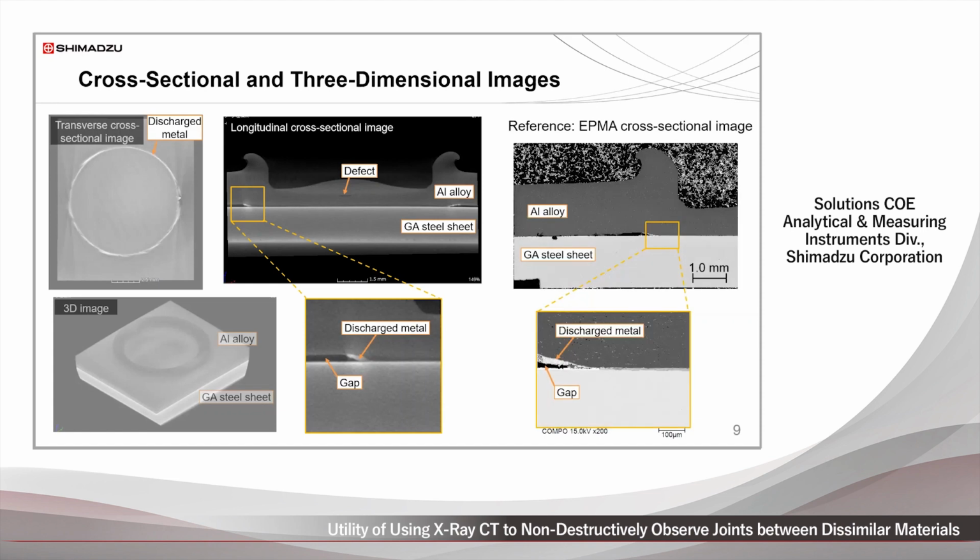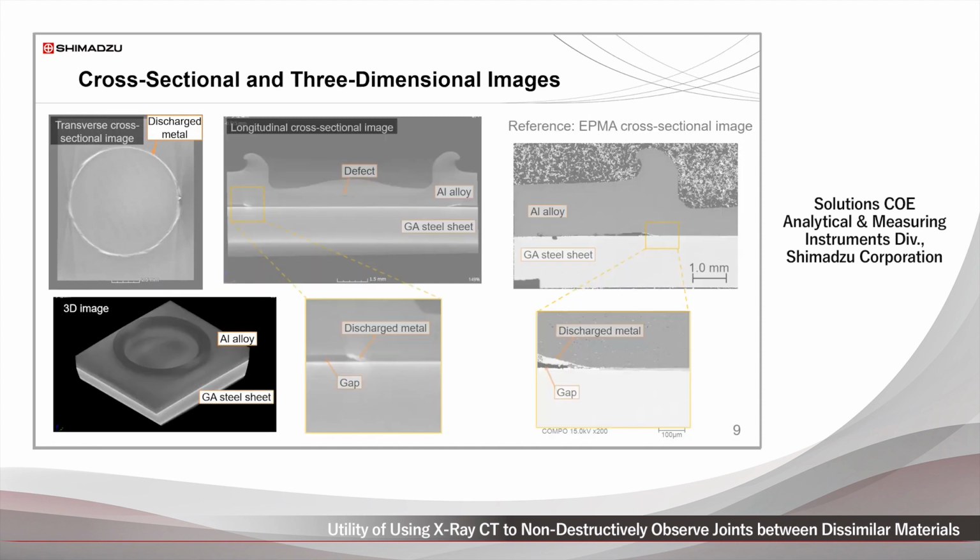The same gaps and metal discharge were also confirmed by sectioning the sample using an EPMA system, which is consistent with the results from both instruments. In addition, elemental analysis using an EPMA system also confirmed that the discharged metal was zinc. Finally, specialized image processing software was used to create the three-dimensional image shown on the lower left, which can be used to observe the joint three-dimensionally.